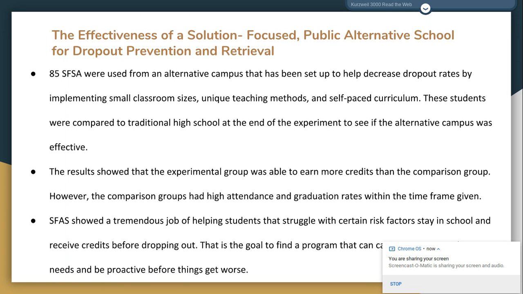This study is similar to my school in the sense that it is unique to their specific needs. And the goal of the program was to try to prevent them from dropping out beforehand.